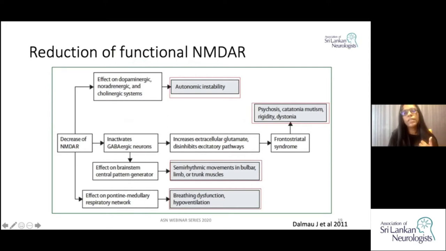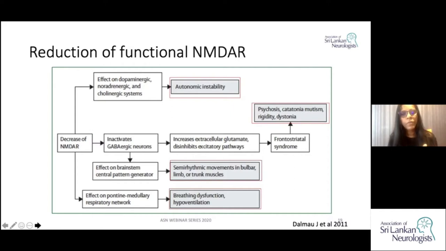So the effects that we would see would be that when there is deficiency of NMDA receptors or reduced NMDA levels, it could affect your autonomic stability, because the NMDA receptor is important for GABAergic activation. So in the absence of that, there is excitation. So that might end up in psychosis, catatonia, rigidity, dystonia. Then it also exerts effects on the brainstem regulator, which results in the abnormal movements that you get in this condition. And also because of the effect of these NMDA receptors on the respiratory network in the brainstem, it can also cause breathing dysfunction. So let's try and understand this multi-stage disease in a little more detail.